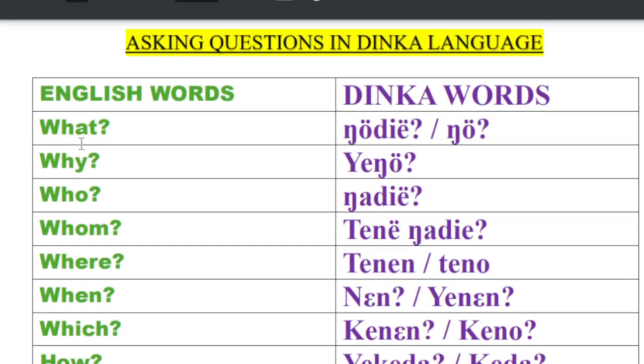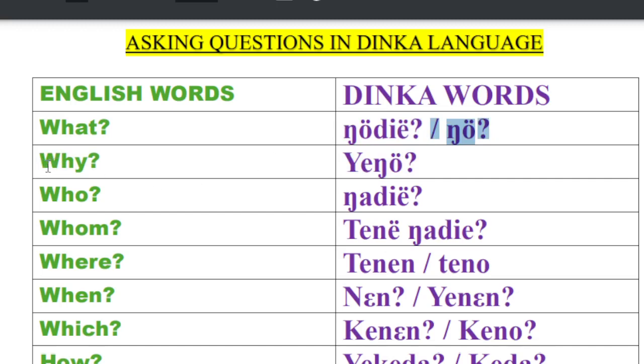What? What in Dinka means ngo or ngodie. For example, someone said a word that you did not hear well, then you say ngo chalwel da. What did you say? So ngo chalwel ngodie. So it is asking in Dinka language what, ngodie or ngo.